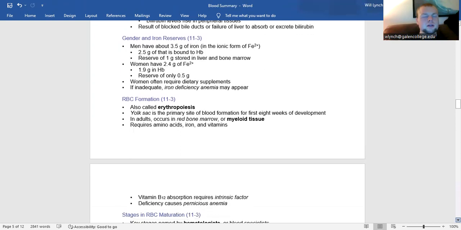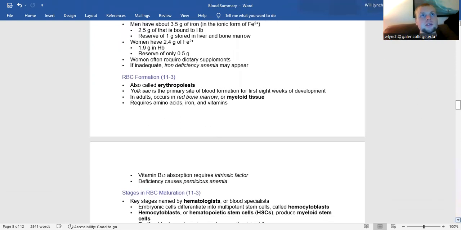Red blood cell formation is known as erythropoiesis. Erythropoiesis is going to happen within the red bone marrow. In the developing fetus, it happens in the yolk sac for the first 8 weeks of development. In the adult, of course, we get it in the red bone marrow. The red bone marrow that makes red blood cells is known as myeloid tissue.